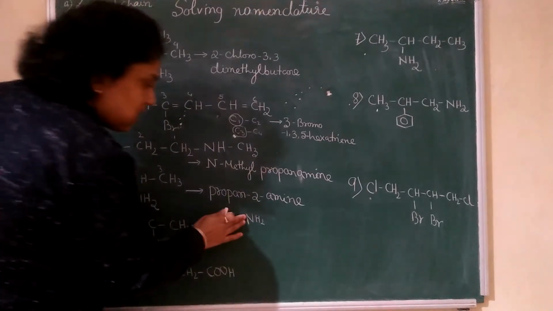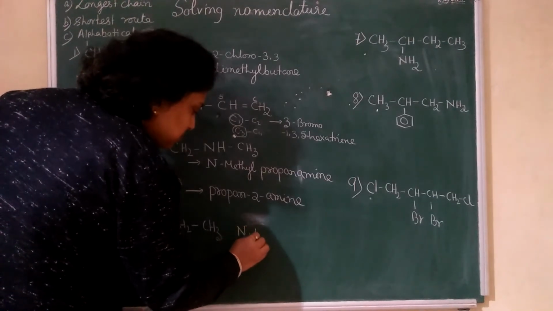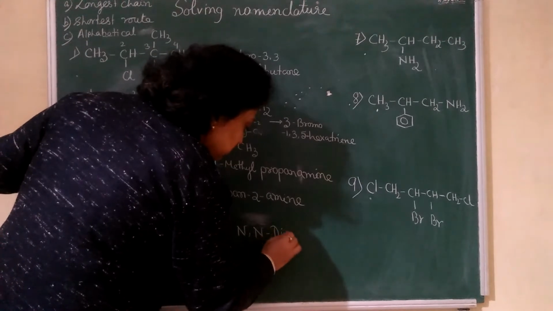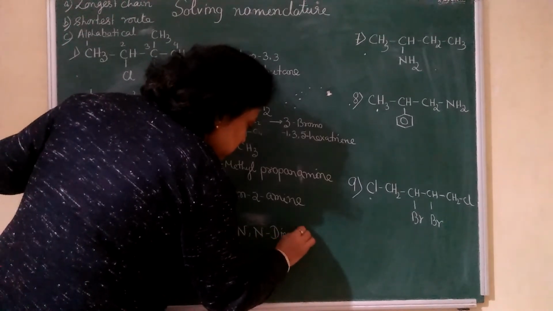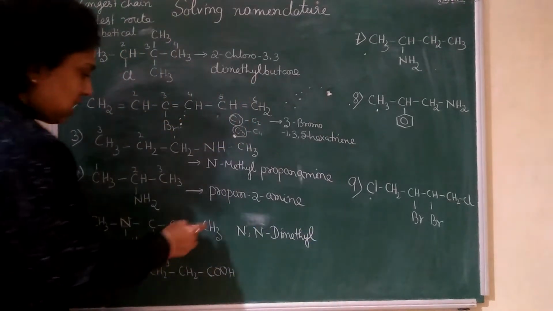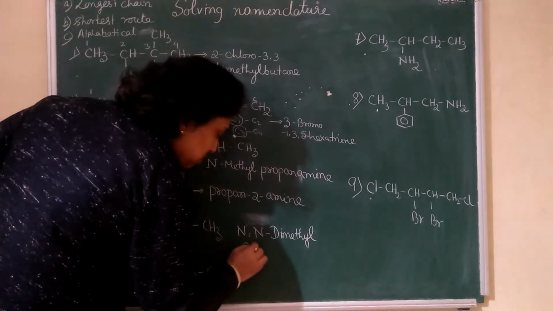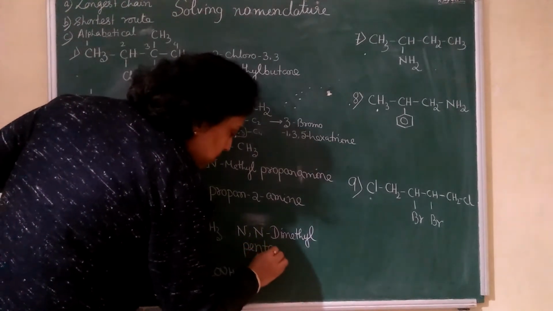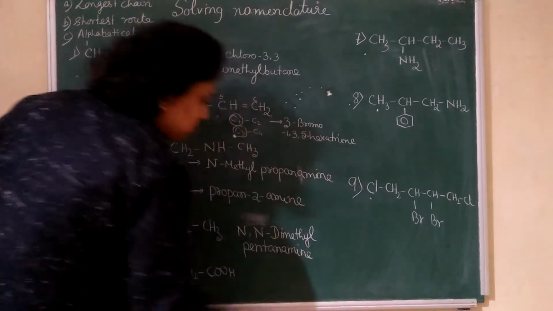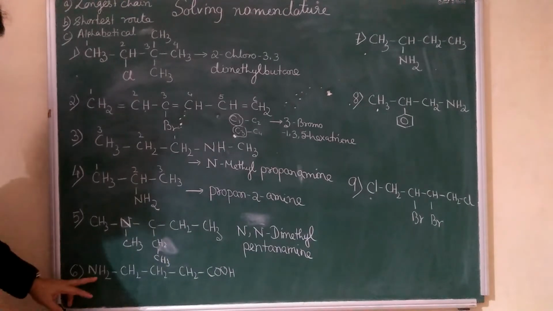So what will you write? N,N-dimethyl. N,N-dimethyl. This is pent, so pentanamine. Pentanamine. Okay, understood. Next one is C.